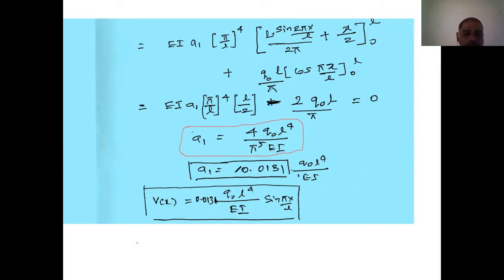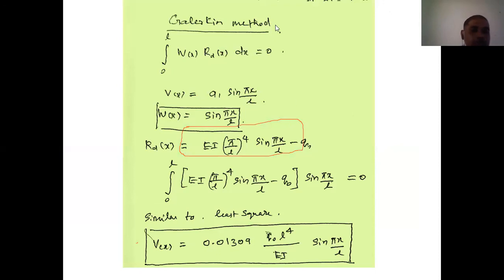Okay, so there is variation in accuracy of answers when compared with all those three methods. There is a slightly low value in the point collocation, and a slightly higher value in the subdomain collocation method. If you take the least square method, you will almost get 0.0131. Okay. So let us further move on to the next method called the Galerkin method, and how to solve the problem using the Galerkin method.